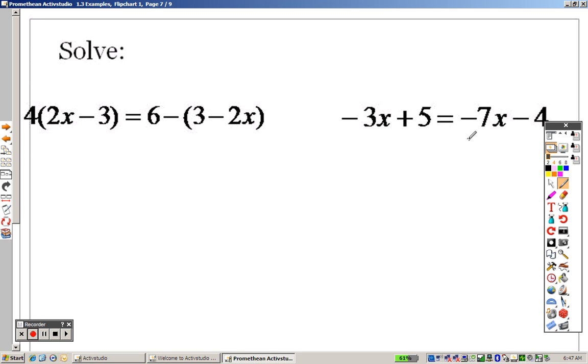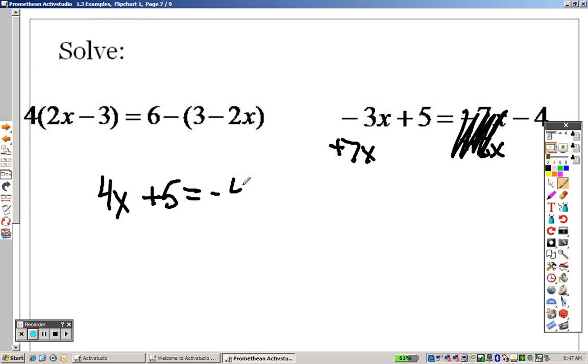Over here, let's make my x positive, so I'm going to add 7x to put all my x's over here, which means they're gone. Negative 3 plus 7 is 4x. I still have a positive 5 and a negative 4 on that side.